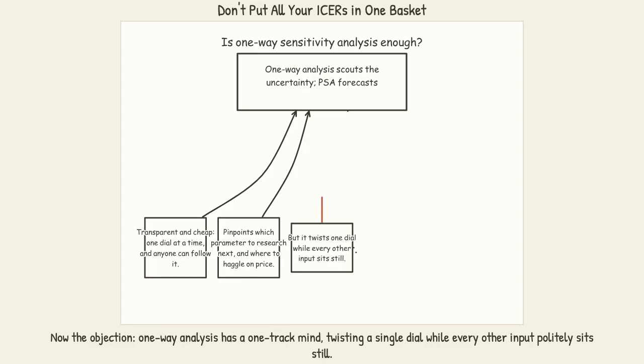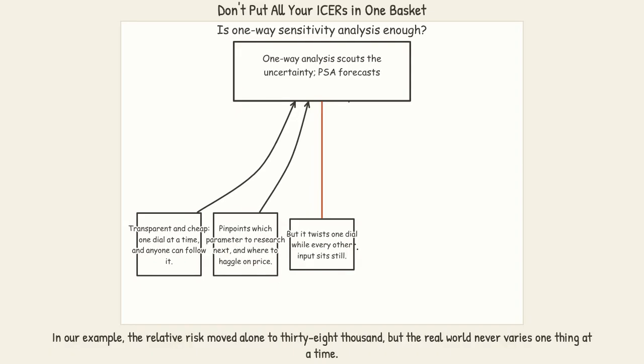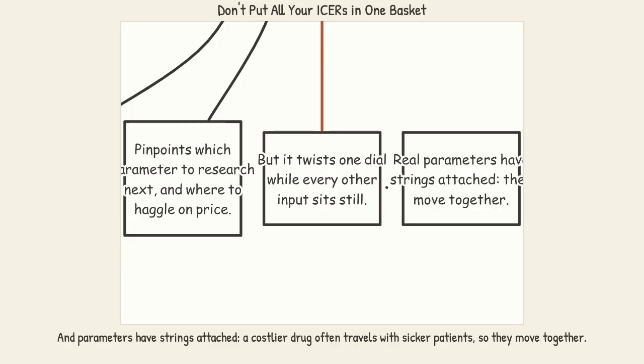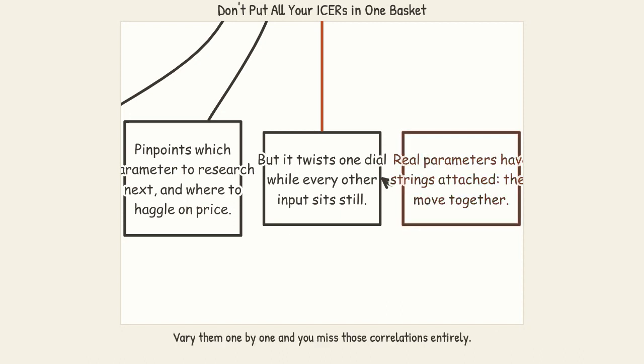Now the objection. One-way analysis has a one-track mind, twisting a single dial while every other input politely sits still. In our example, the relative risk moved alone to 38,000, but the real world never varies one thing at a time. And parameters have strings attached. A costlier drug often travels with sicker patients, so they move together. Vary them one by one and you miss those correlations entirely.